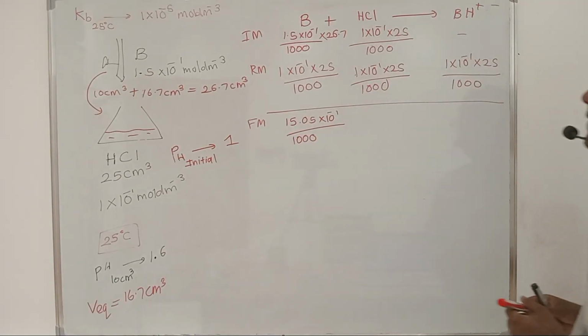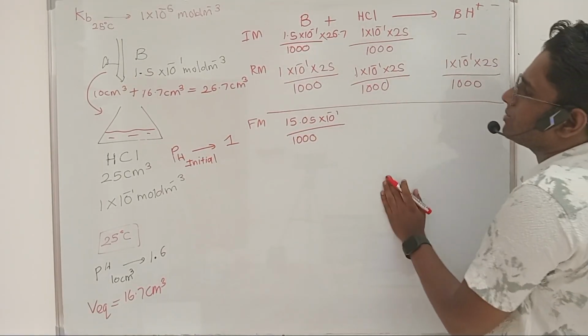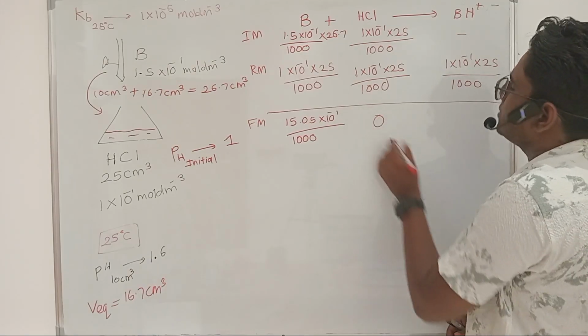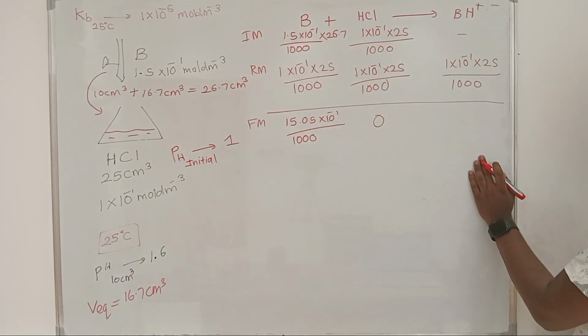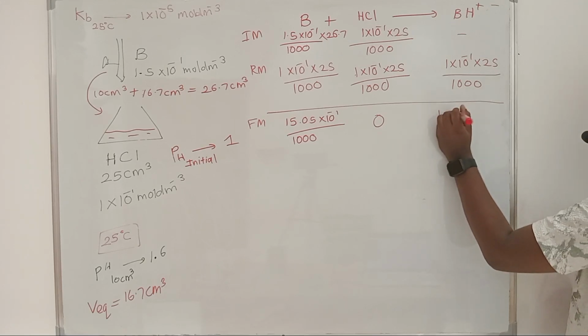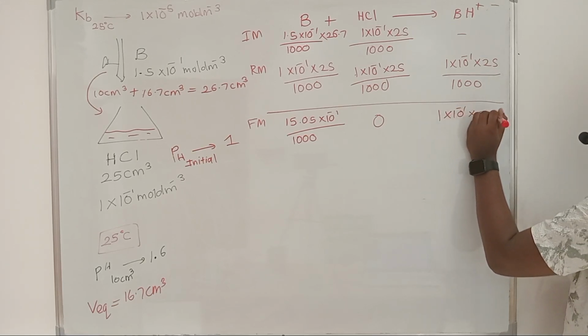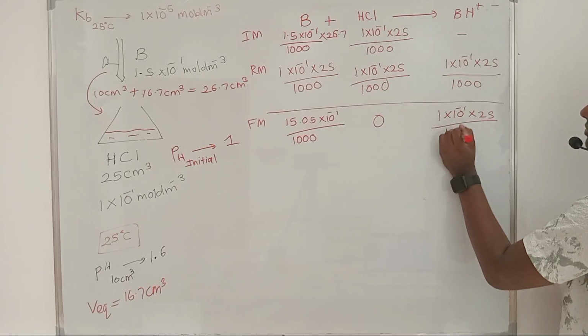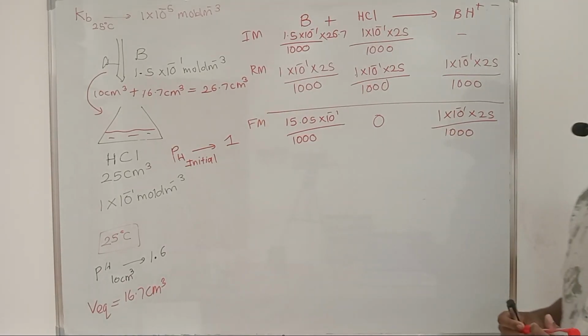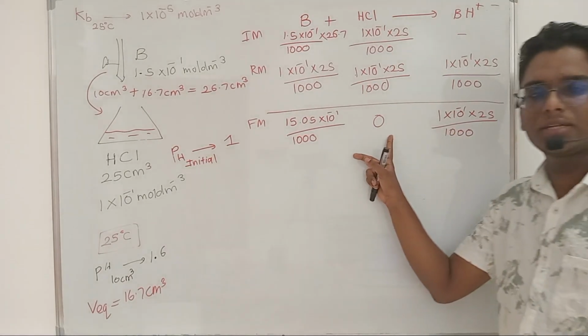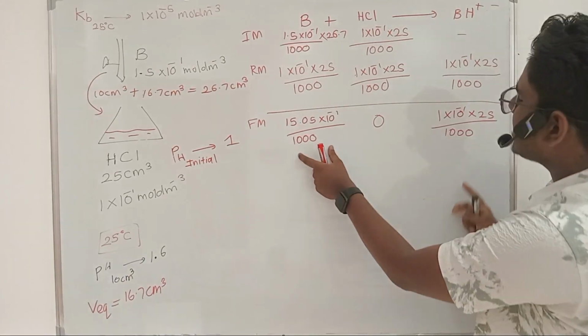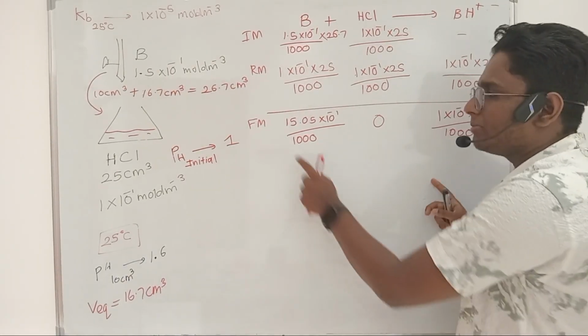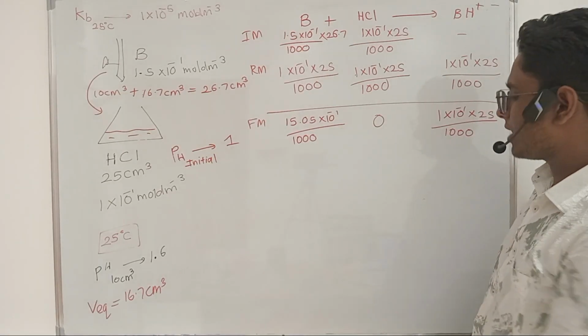Now what is the final moles of HCl present? That is 0, right? What is the final moles of BH plus present? That is the same amount, 1 into 10 to the power minus 1 into 25 over 1000. Now who is going to determine the pH? HCl is not present in the solution, so the weak base and its conjugate acid will determine the pH of the solution. So we have to write the Kb expression.